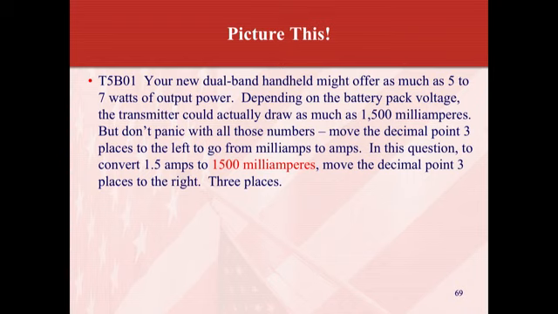Your new dual band handheld might offer as much as 5 to 7 watts of output power depending on the battery pack voltage. The transmitter could actually draw as much as 1,500 milliamperes, but don't panic. With all those numbers, move the decimal point 3 places to the left to go from milliamps to amps. In this question, to convert 1.5 amps to 1,500 milliamperes, move the decimal point 3 places to the right, 3 places.